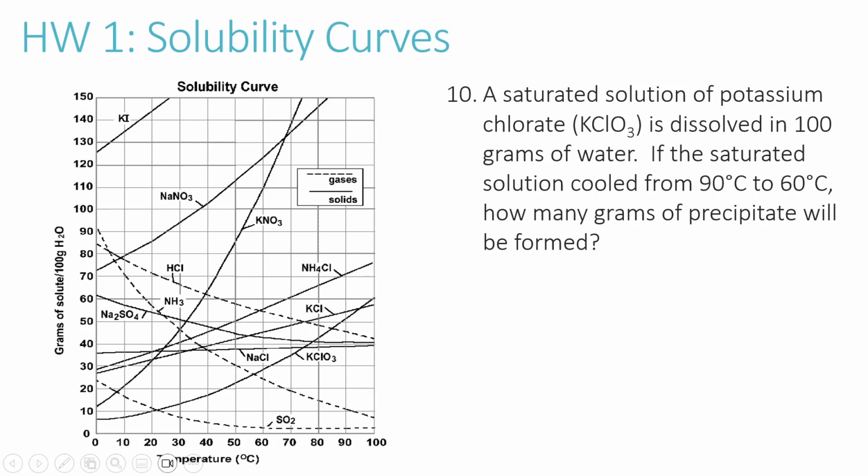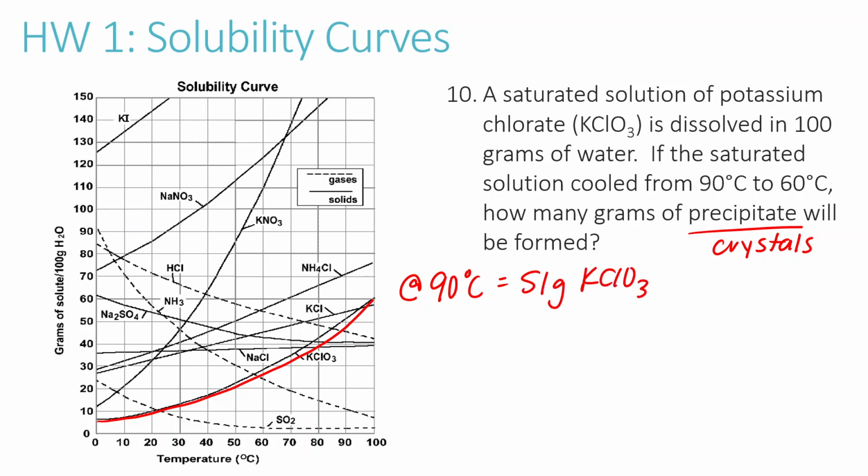A saturated solution of potassium chlorate is dissolved in 100 grams of water. If the saturated solution is cooled from 90 down to 60, how many grams of precipitate will be formed? You could also, instead of precipitate, think of crystals. So we need to figure out how much KClO3 can be dissolved at 90 versus at 60. So at 90 degrees, we said just a little while ago that it was 51 grams of KClO3. So then let's check what it is at 60 degrees Celsius. So at 60, this looks like it's just a hair below 30. So I'm going to say that that's 28 grams of KClO3.